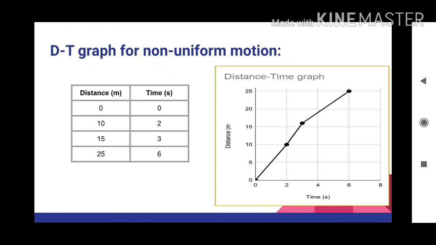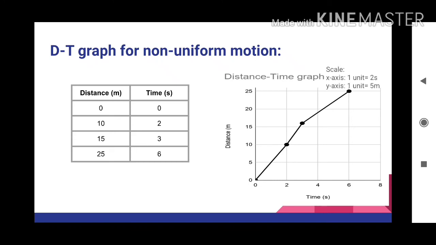This is the graph. And the scale is very important. So scale: x-axis 1 unit is equal to 2 seconds, 1 block is equal to 2 seconds, and y-axis 1 unit is equal to 5 meters. So from this graph, is it a straight line? No. Whenever an object undergoes non-uniform motion, the distance time graph, not any other graph, the distance time graph is never a straight line. It can even be a curved line.